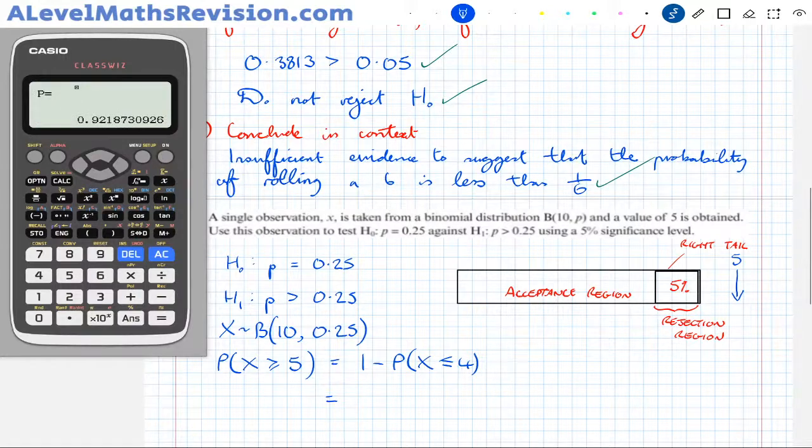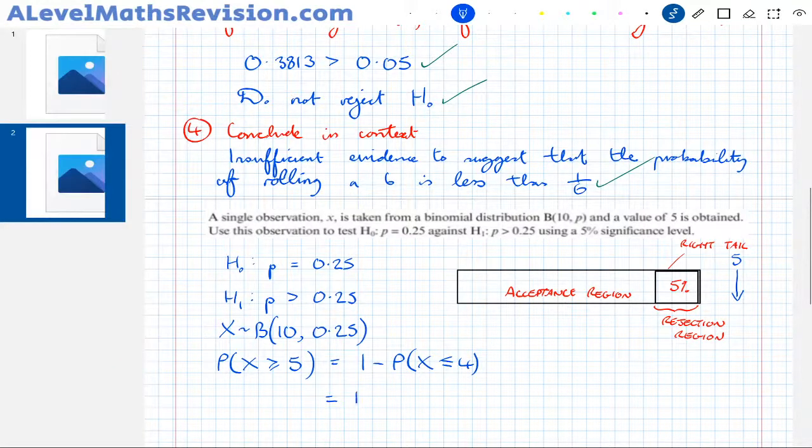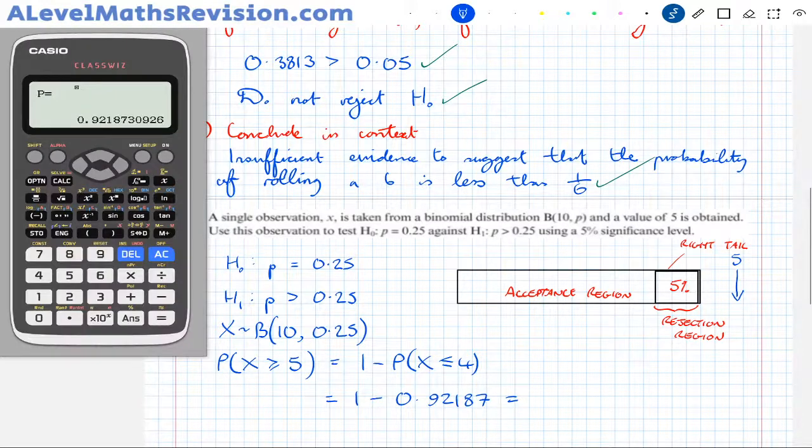So it's 1 minus 0.92187, like that. Equals. So 1 minus answer equals 0.07813.